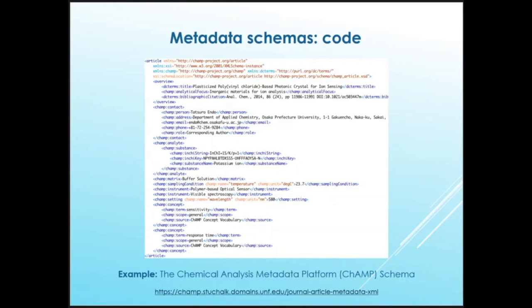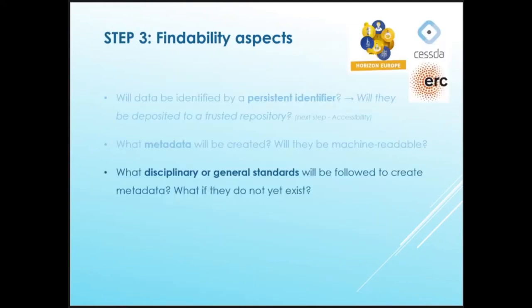Okay, so the next thing, very closely related to what I was talking about before, is what disciplinary or general standards will be followed to create metadata. So this is not the same question. This one pertains to so-called controlled vocabularies. So if you want to create a metadata schema, you first need to have a standardized way of describing things to avoid ambiguity. And here, there is another, let's say, aggregator of existing vocabularies and ontologies that you can use to search for something to base your metadata schema on.